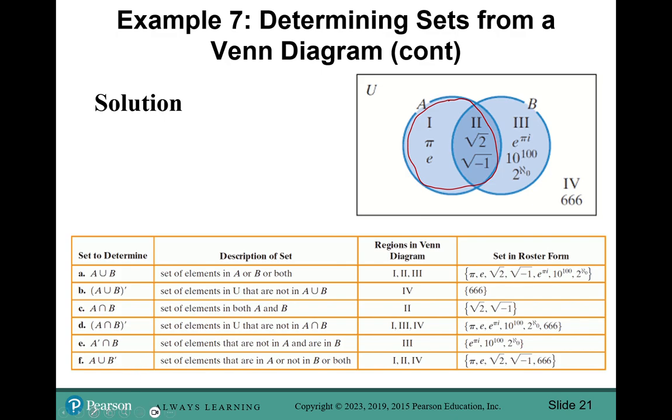Okay? So everything in B complement, I'll draw it in a slightly different color. B complement is everything outside of B. So basically includes this entire region except for inside that B. That's why we're going to have pi, e, square root of 2, square root of negative 1, and then also this 666.